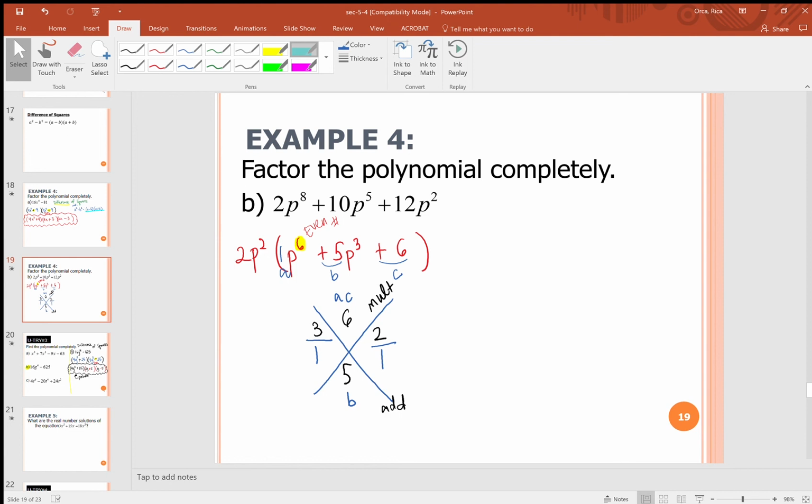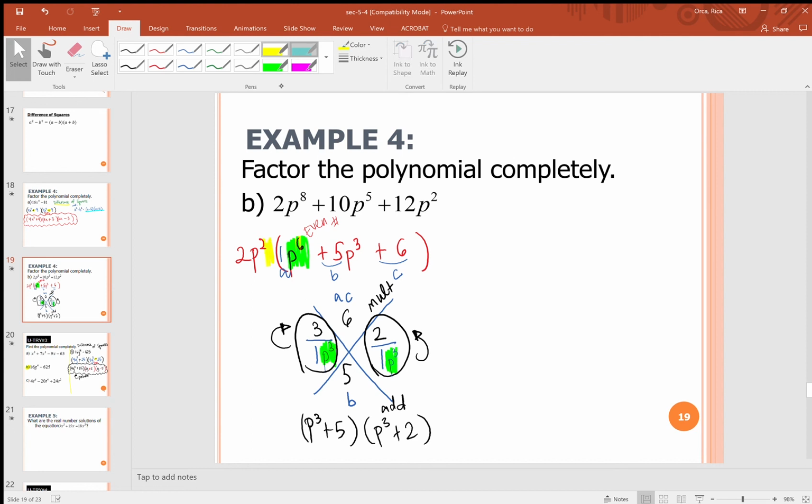Now we need to think of two identical variables that'll multiply to p to the 6. Those two identical variables are going to be p to the 3rd times p to the 3rd. P to the 3rd times p to the 3rd is p to the 6th. Now let's write our factors from the bottom up. So we have p to the 3rd plus 5 times p to the 3rd plus 2. And both of these binomials are not factorable.